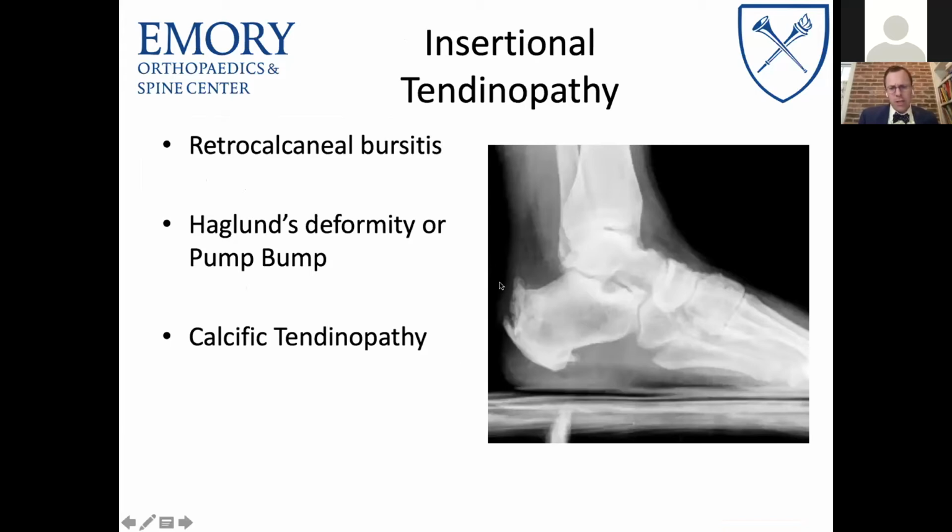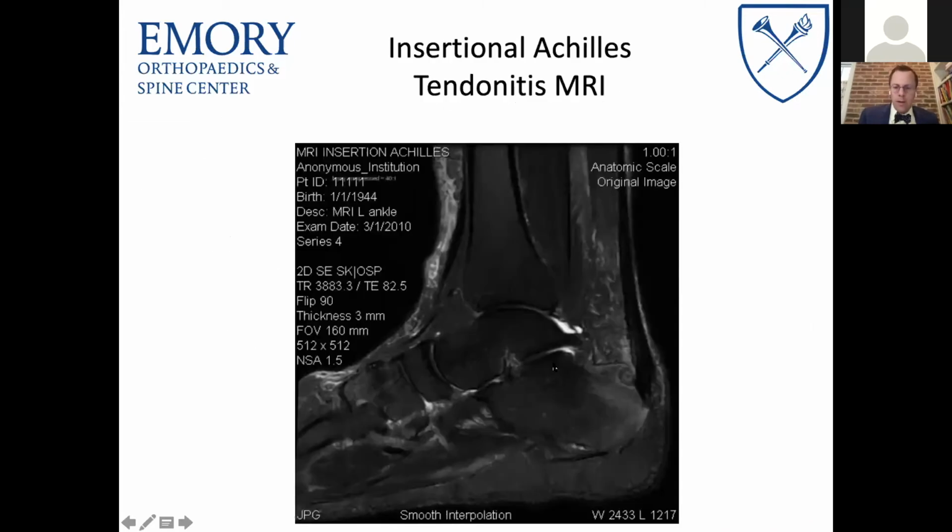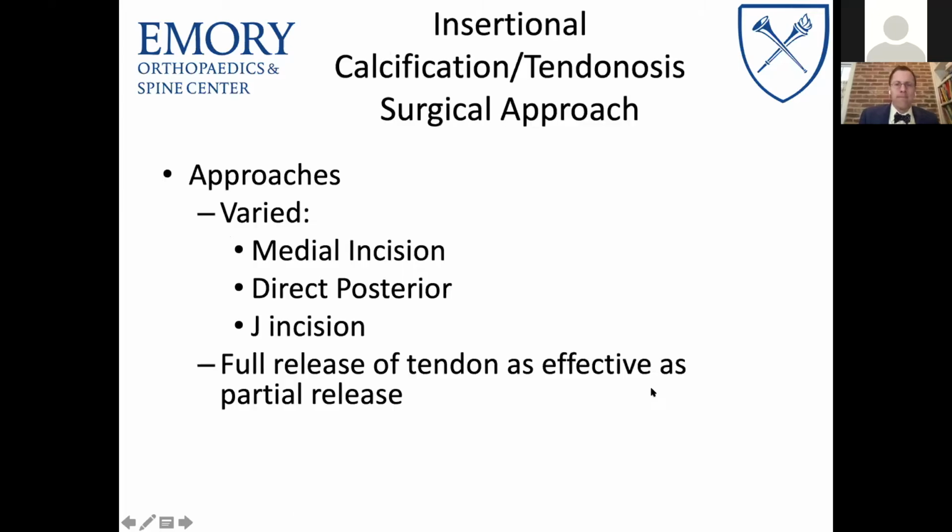Insertional tendonitis, you have to think about the retrocalcaneal bursa, the Haglund's deformity, which is this prominence, and then this insertional calcification, which all have to be taken care of. On the MRI, you often see this significant edema in the bone. You see this inflammation in this area, and then this thickening and nodularity of the tendon. And so there's lots of approaches to do this. I do a direct posterior approach, straight midline, peel the skin and tendon off the bone, take away the bad tendon, and then repair it back down.